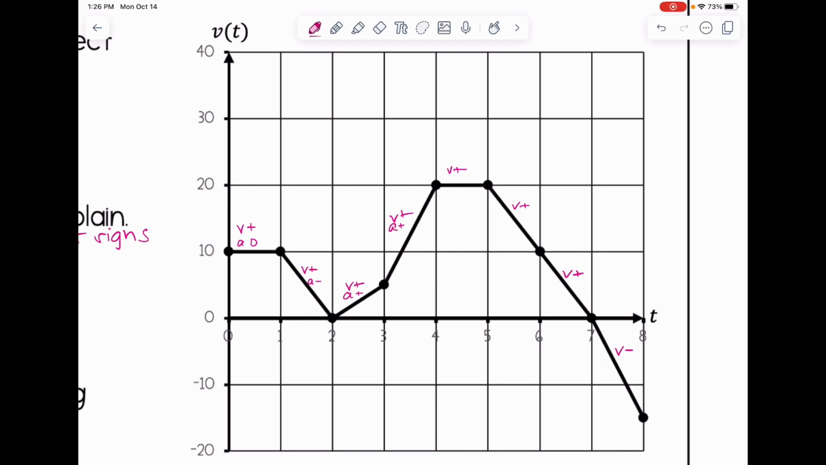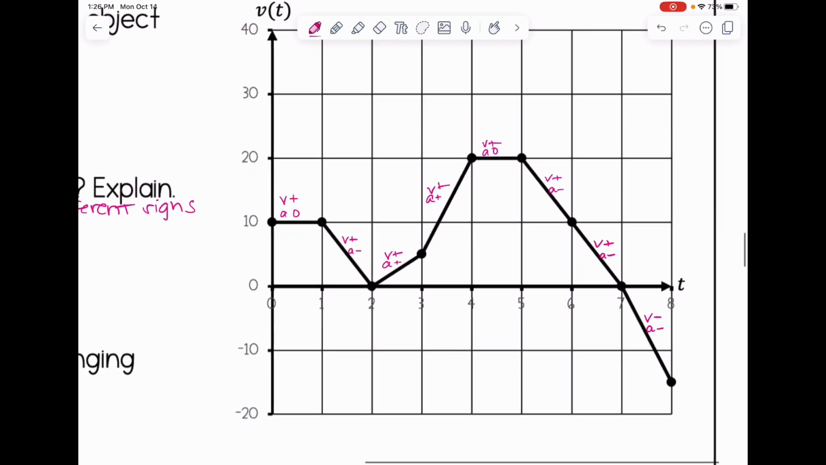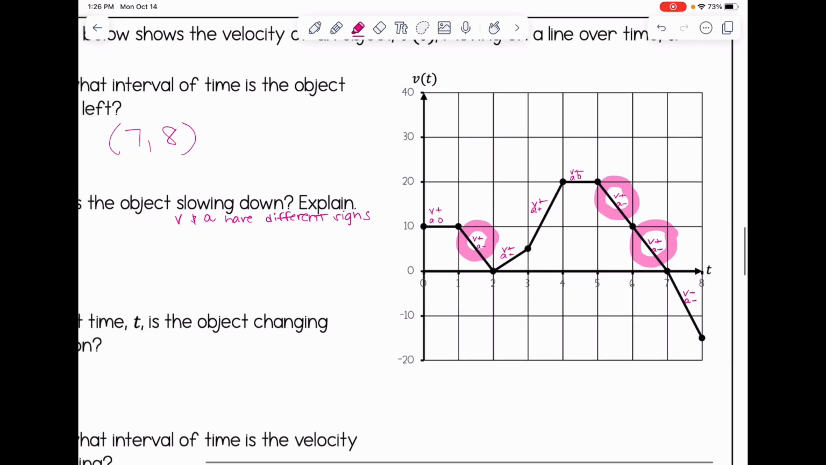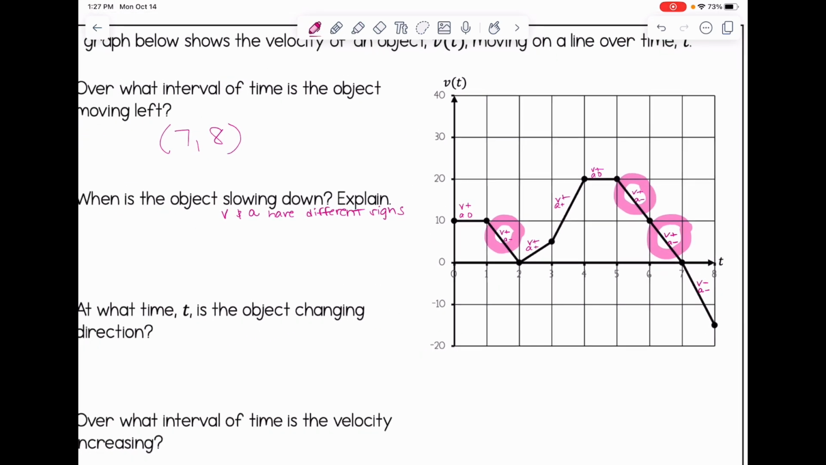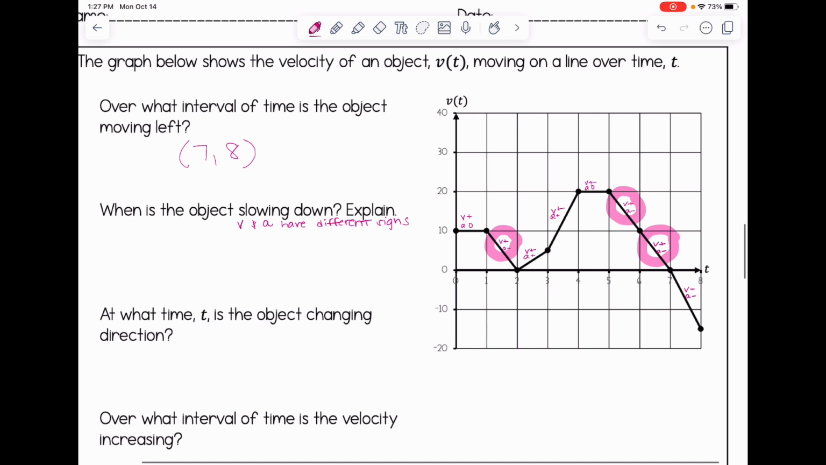Positive. Acceleration is 0. Acceleration is negative. Acceleration is negative. And acceleration is negative. So we're looking for ones where we have opposite signs. So I can see that's happening over here, and over here. So those two at the end are consecutive, so I'll put that together. But it's slowing down. So I'll write the object is slowing down.